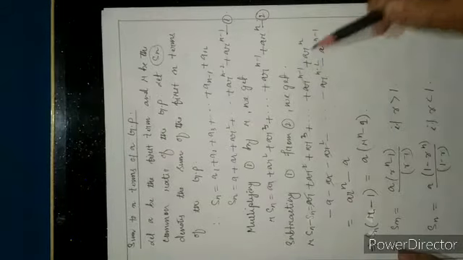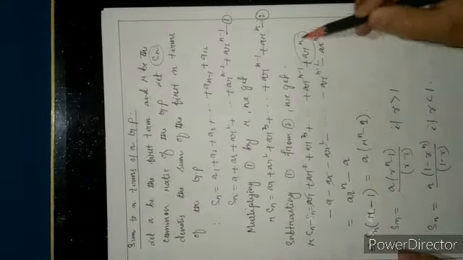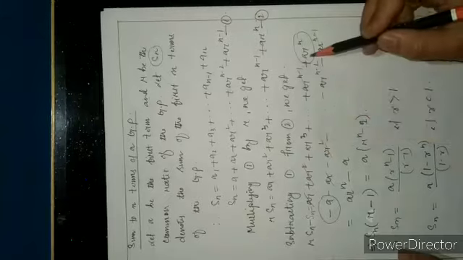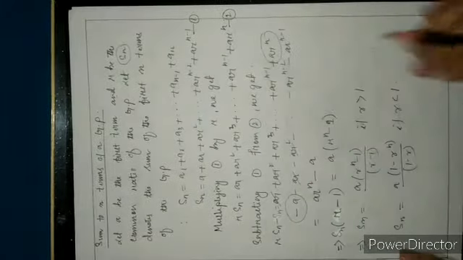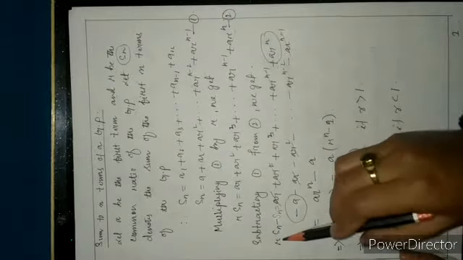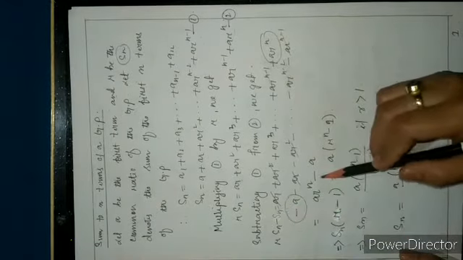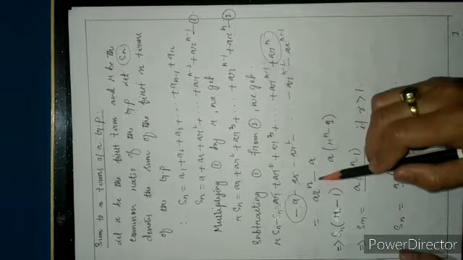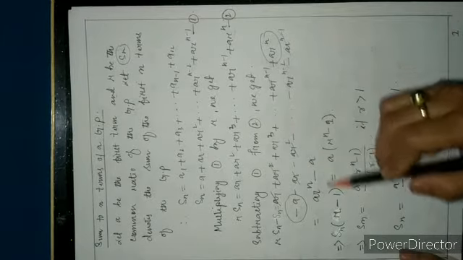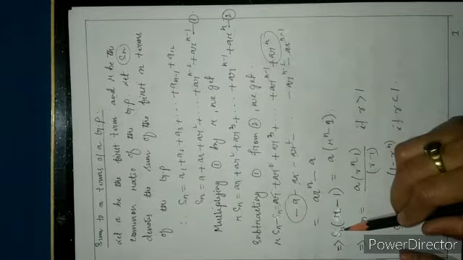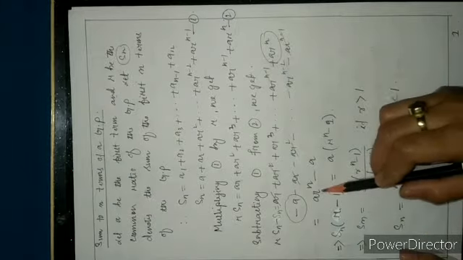The plus and minus terms cancel out. After cancelling, only two terms remain: ar to the power n and minus a. So the left hand side is r Sn minus Sn, and the right hand side is ar to the power n minus a.